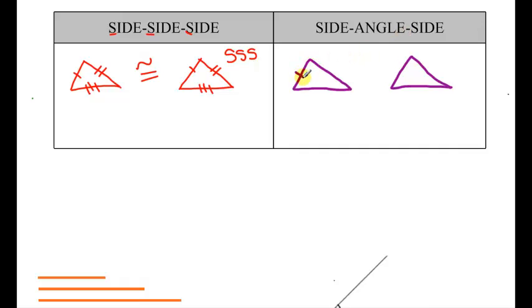You've got to show that this side matches this one. You've got one side that matches. You have to show a second side has a match. And you have to show the angle that's between those two sides. This is called the included angle. And I'm going to show you what that looks like.